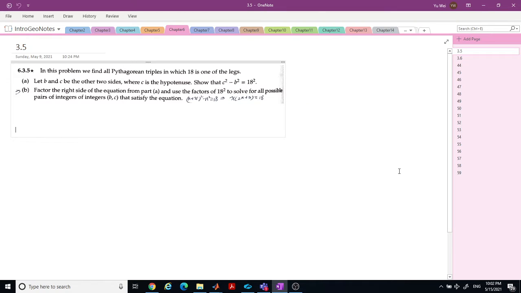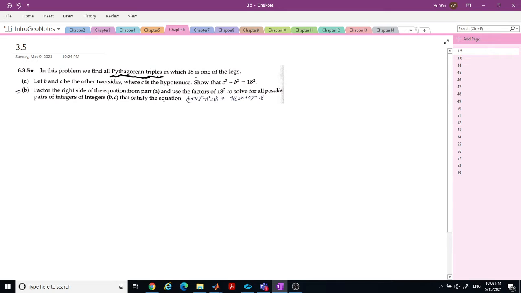Okay, so today we are going to solve the challenge problems of Chapter 6, the right triangle. For the right triangle, the most important thing is the Pythagorean theorem. So let's see the first problem. We want to find the Pythagorean triples, meaning the three sides are all integers.